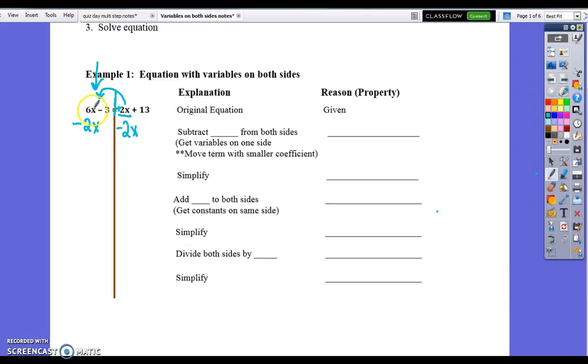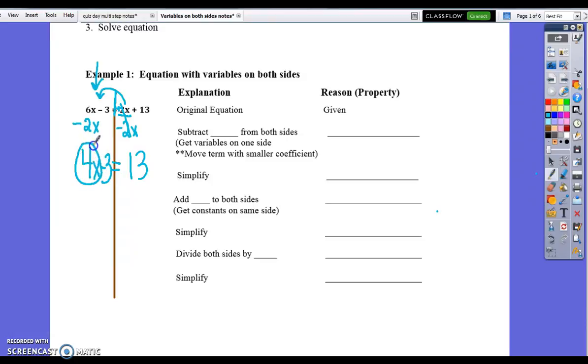So what is 6x minus 2x? 4x. I didn't touch my 3, so I'm just going to bring it down. Equals, these crossed out, and I have 13. Now, super easy, I just have a 2-step equation that you guys love.